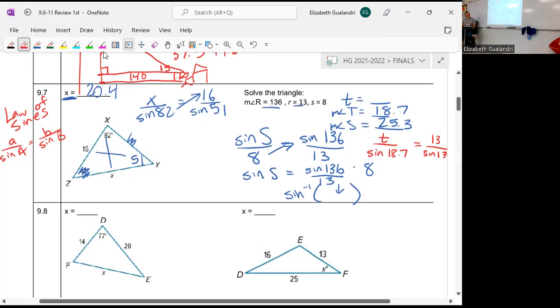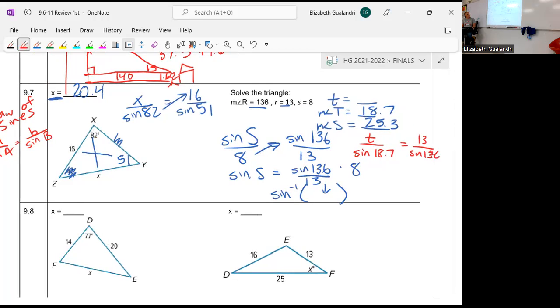Technically, you could use your s because you solved for the other piece of it. I don't like to use something I solved for in case I made a mistake, so I'm going to use the least amount that I can. You take 13 divided by sine of 136 times the sine of 18.7. I did use the decimal that was in my calculator for that 18.7, which may make a difference depending on what you do. But I got t to come out to approximately 6. And that was my last piece.